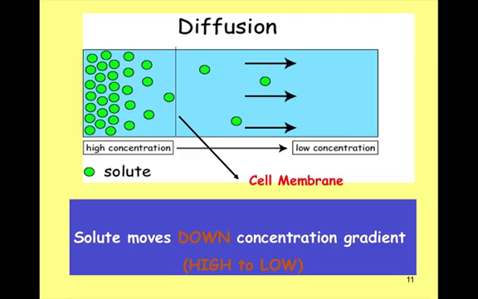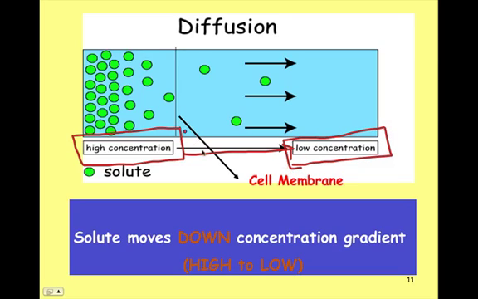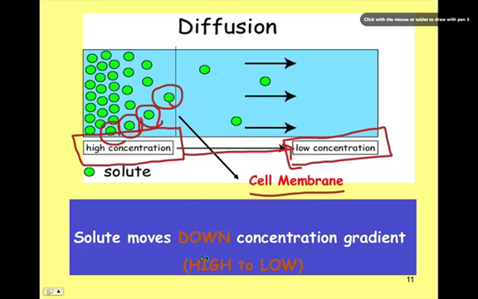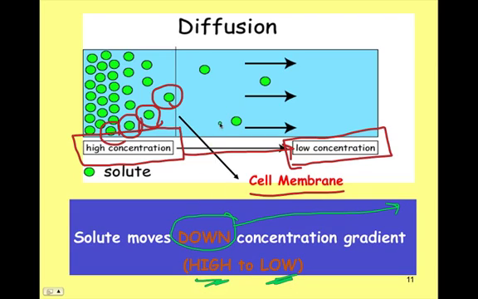So I'm going to say it again, and you're going to get tired of hearing me saying this. They move from an area of high concentration to an area of low concentration. They pass through the cell membrane. So once again, the solute, which are these particles in this particular example, move what's called down the concentration gradient. They move down from high to low, and you can see that in the above picture.